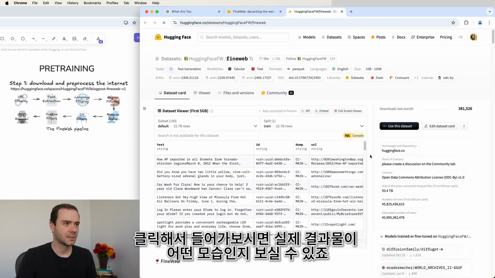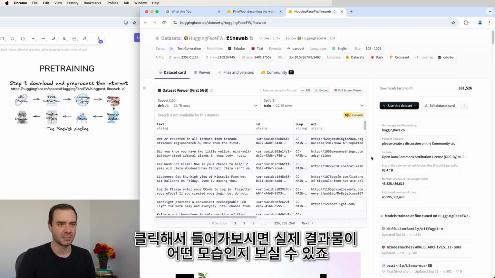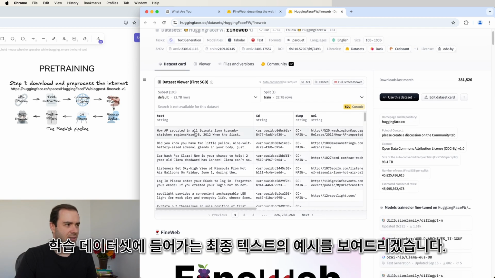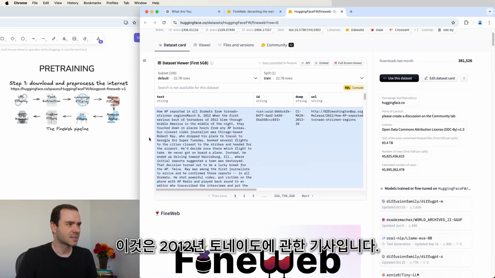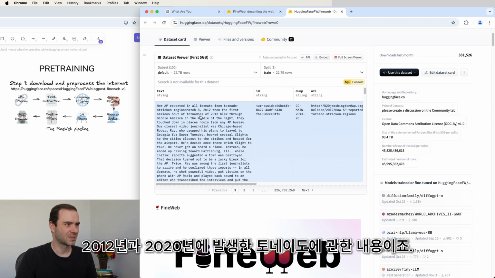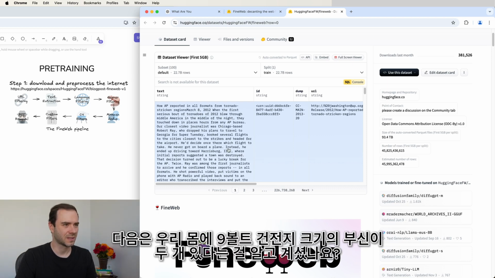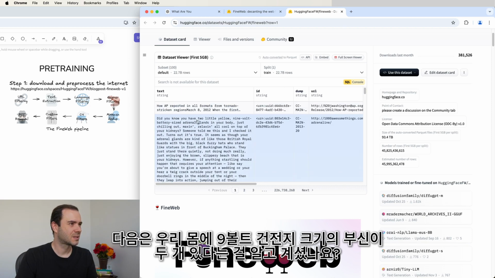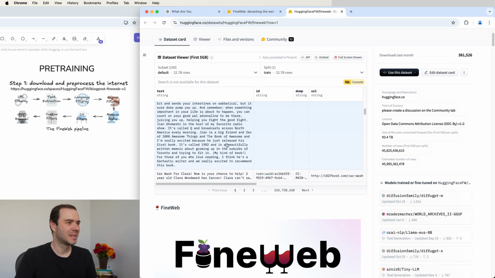So when you click in on it, you can see some examples here of what this actually ends up looking like, and anyone can download this on the Hugging Face webpage. And so here's some examples of the final text that ends up in the training set. So this is some article about tornadoes in 2012. So there's some tornadoes in 2012 and what happened. This next one is something about, did you know you have two little yellow 9-volt battery-sized adrenal glands in your body? Okay, so this is some kind of an odd medical article.